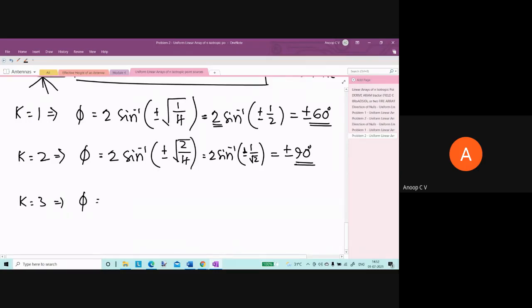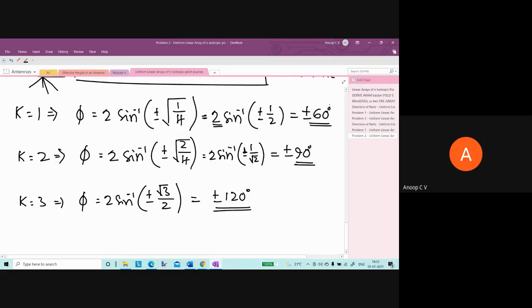For k equal to 3, phi will be equal to 2 sine inverse of plus or minus root of 3 by 4. I am writing it directly as root 3 by 2, plus or minus root 3 by 2. Sine theta is root 3 by 2 for plus or minus 60, so this will be plus or minus 120 degrees.